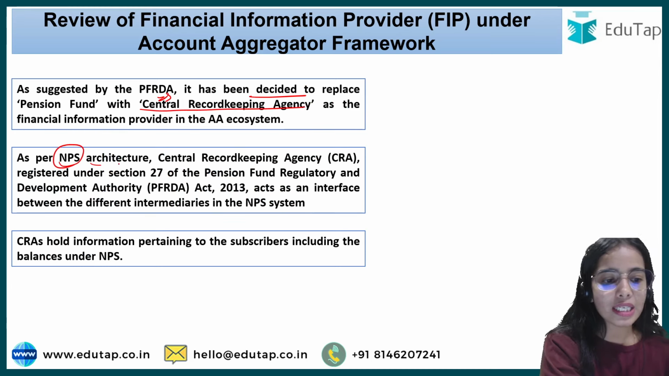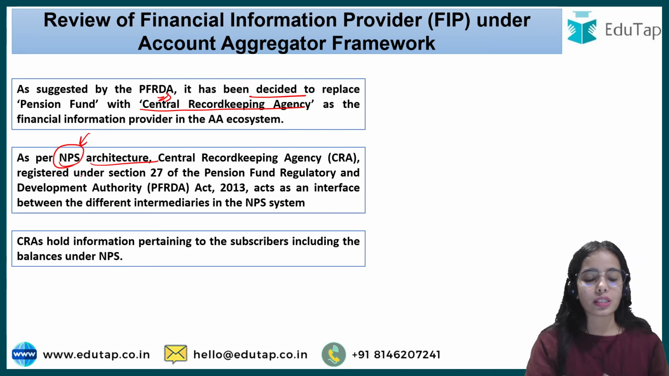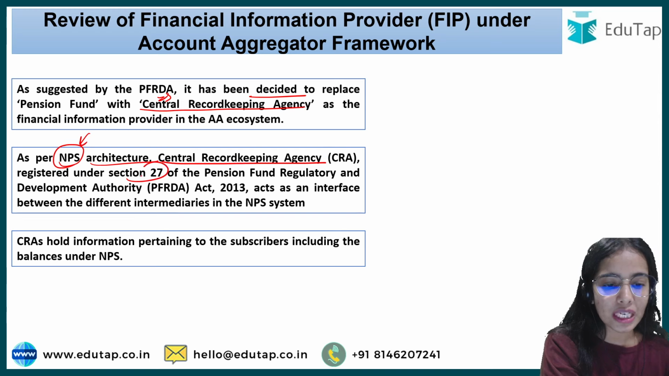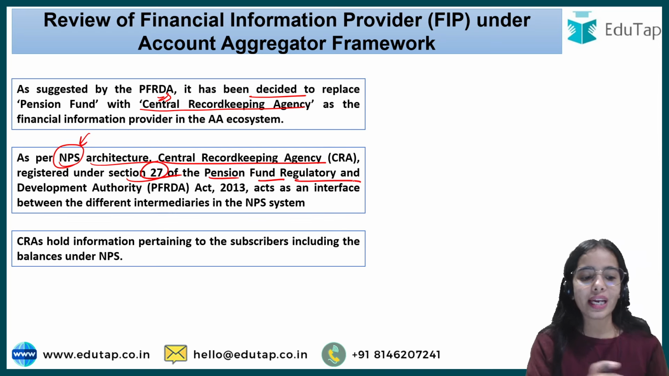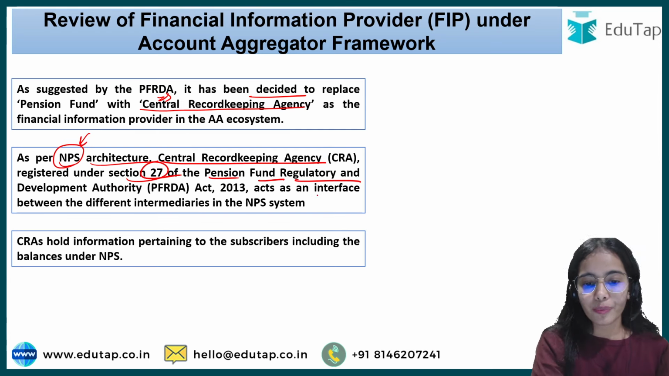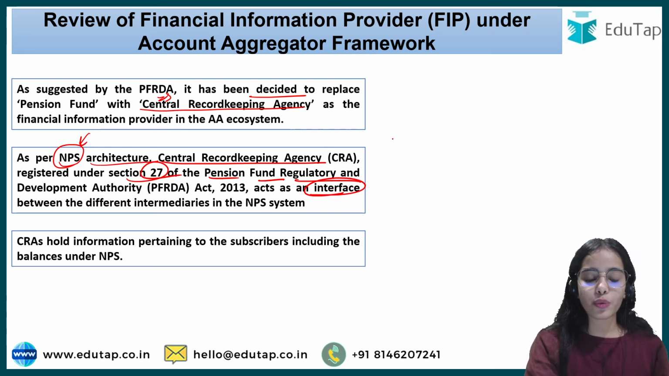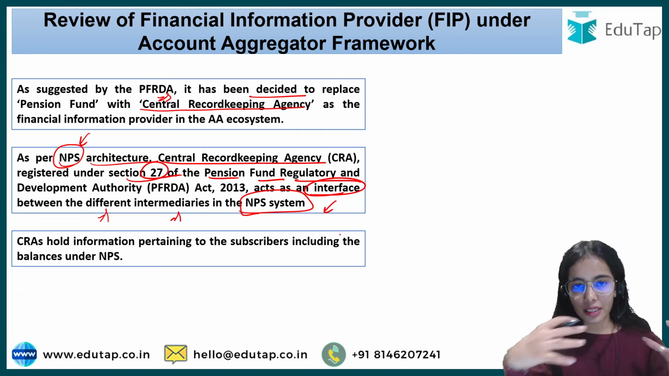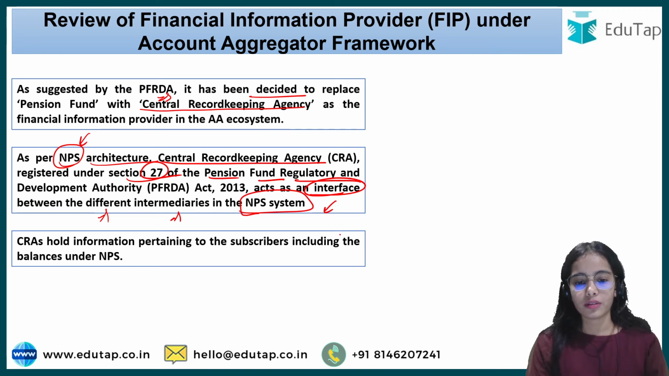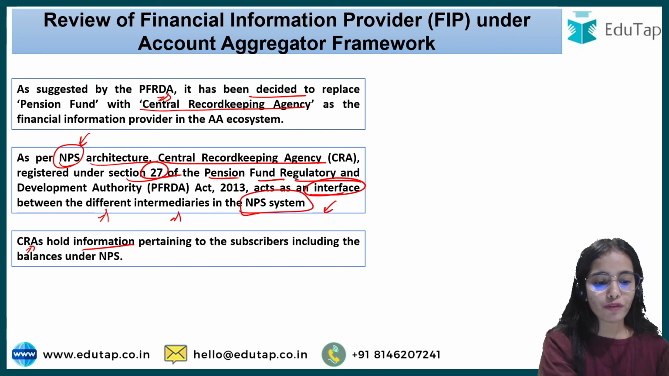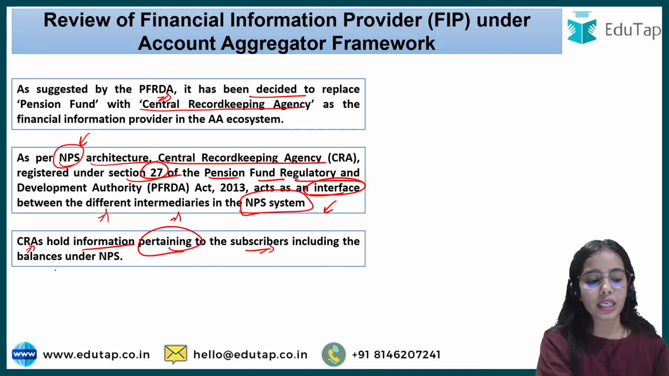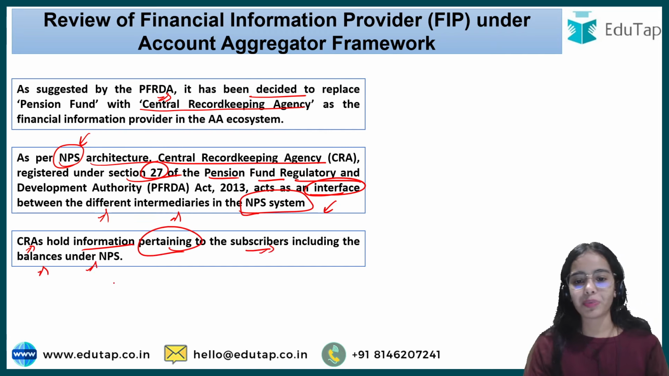As per the NPS architecture, the National Pension System architecture, the central record keeping agency is registered under section 27 of the Pension Fund Regulatory and Development Authority Act, and it is the interface between the different intermediaries in the NPS system, and it is the record keeper. So CRAs hold information related to the subscribers, including the balances under the NPS and everything. I hope you have understood the two updates.